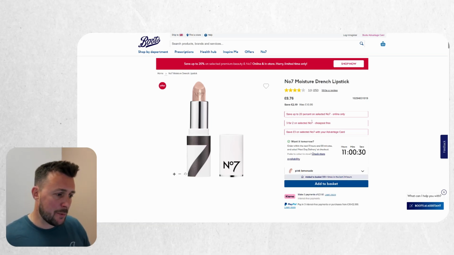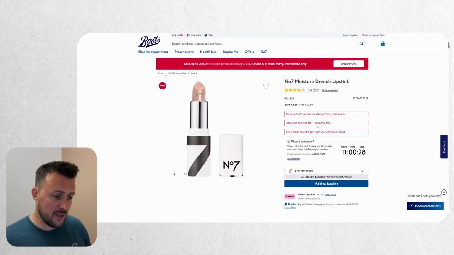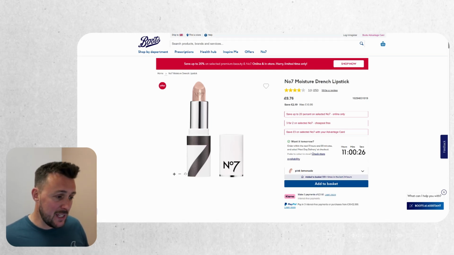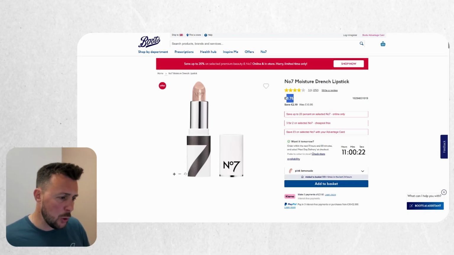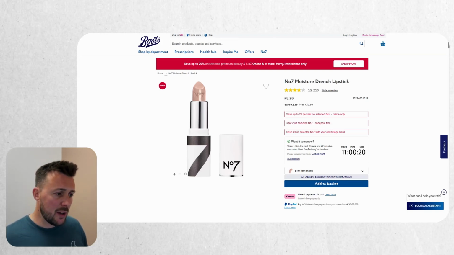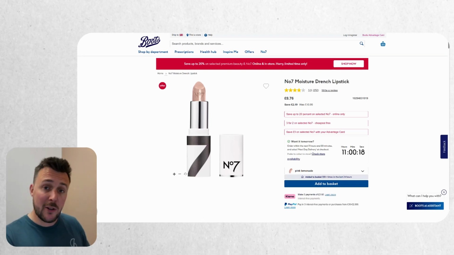So with this particular product, once we apply all of these discounts, I've done the workings out ahead of time, it means that these will cost us £5.84 a piece, roughly $8 US. So now how do we go and find this product on Amazon? Because obviously we're looking at this on boots.com.